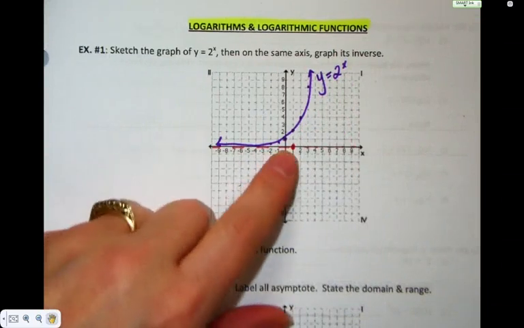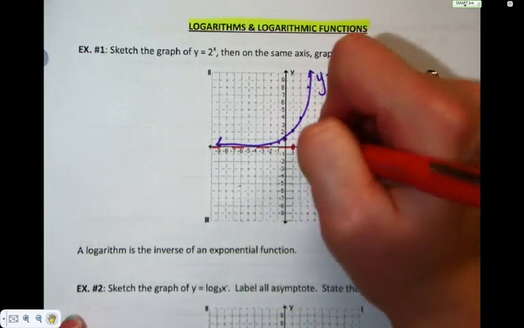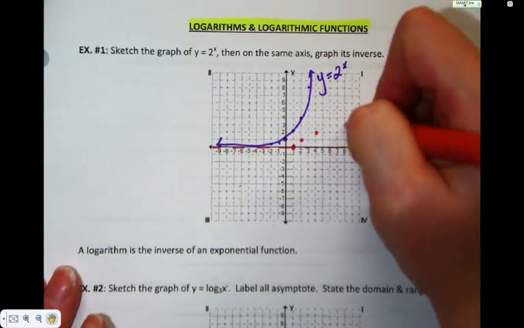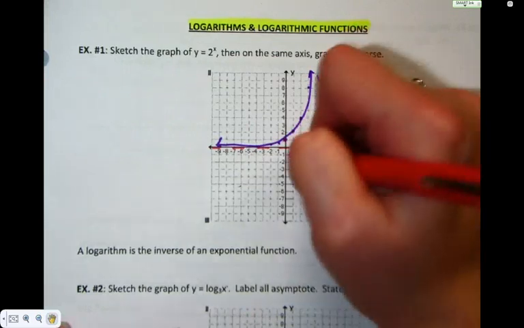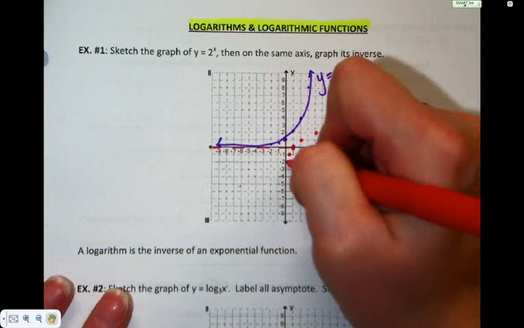Step ahead of me. 1, 2 is going to become 2, 1. 2, 4 becomes 4, 2. And we had 3, 8. 8, 3. On the other side, we had negative 1 and a half. And we had negative 2 and a quarter. A quarter, negative 2.